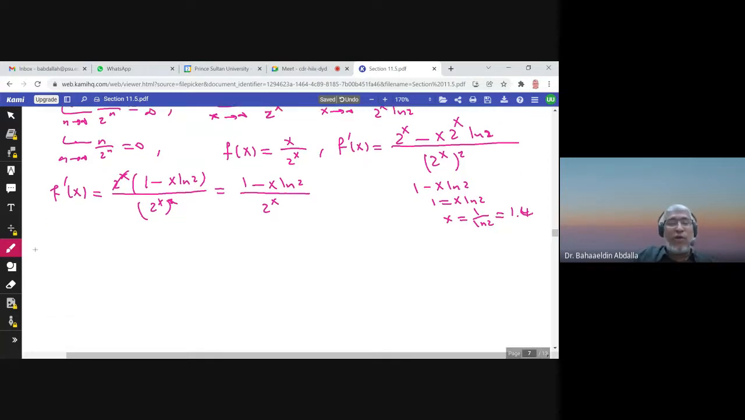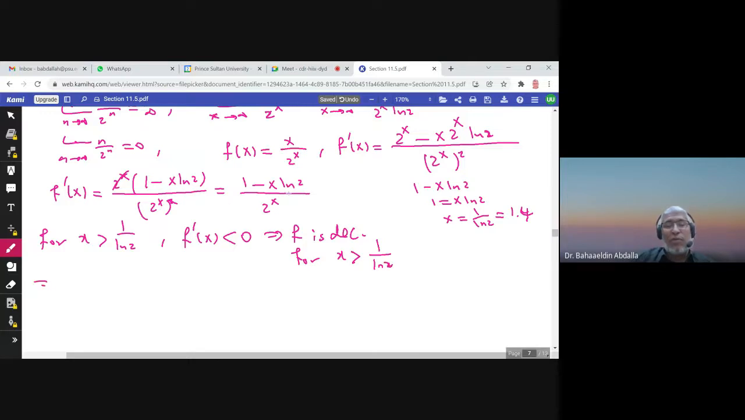So for x greater than 1 over ln 2, which is approximately 1.4, what happens to f prime of x? Choose a number, choose 10. Okay, 1 minus 10 ln 2. Ln 2 is positive, so it would be negative. So f prime is negative, which means f is decreasing for x greater than 1 over ln 2. So Bn is decreasing for n greater than or equal to 2.